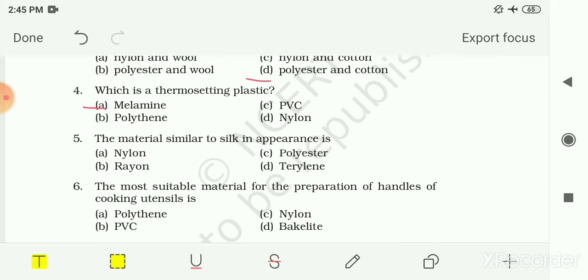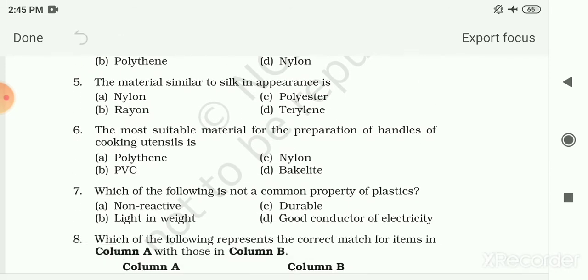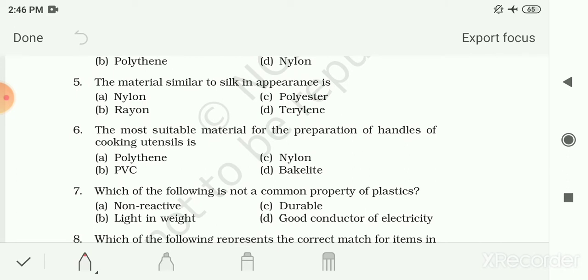Next, fifth number: the material similar to silk in appearance is. So the material which looks like silk or which has properties like silk. The options given to you are nylon, rayon, polyester or terylene. So the answer is rayon, option B. Rayon looks similar to silk in appearance.